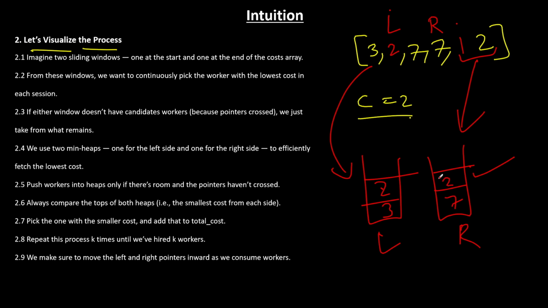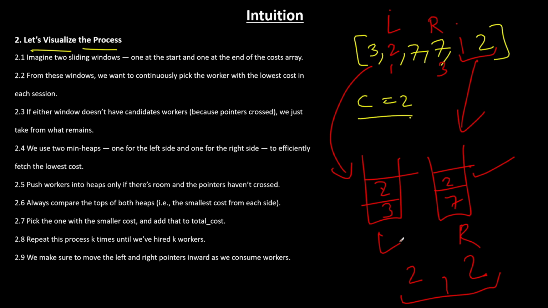And when we will try to pop the values, what we will get? We will get 2 and 2, right? Now, since the values from both the min heaps are the same, we have to check for the index, right? For that, what we will do? We will see what's the value of L. It's 1, right? And what's the value of R? It's 3. Now, since L is less than R, we will take that.